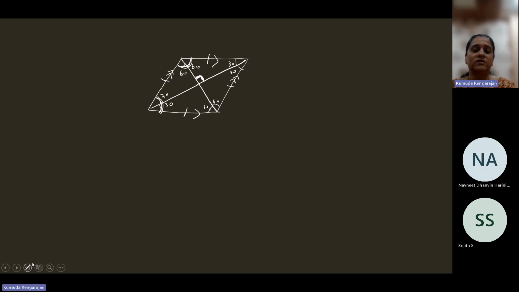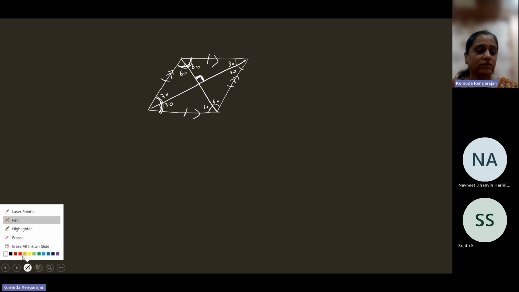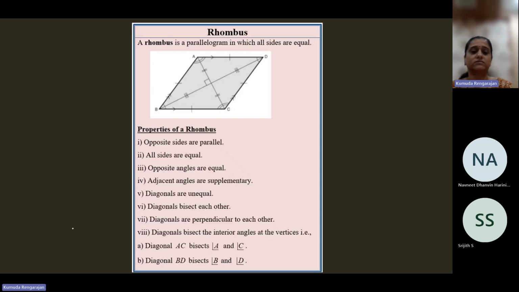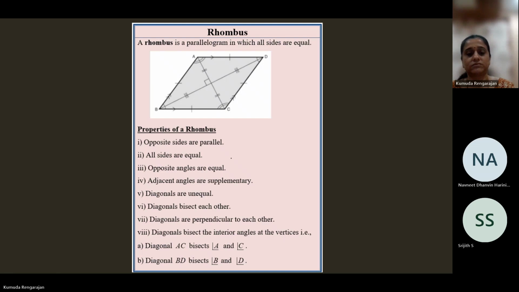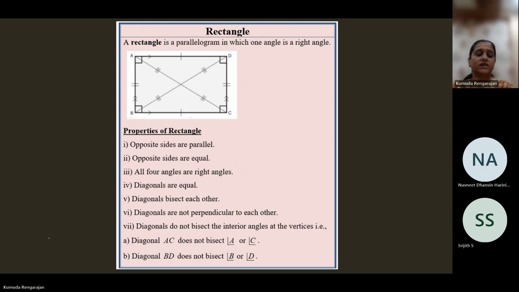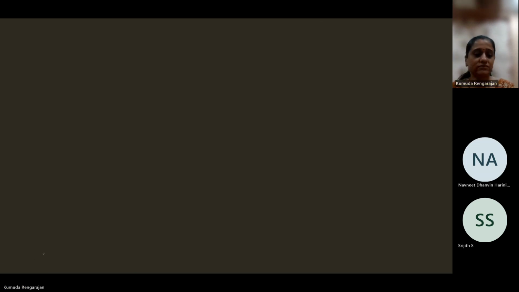That's about rhombus. I've shared the material with you. You can go through all this. We have discussed all these properties, children. Next, rectangle. Just give me 5 more minutes, I'll finish the properties.